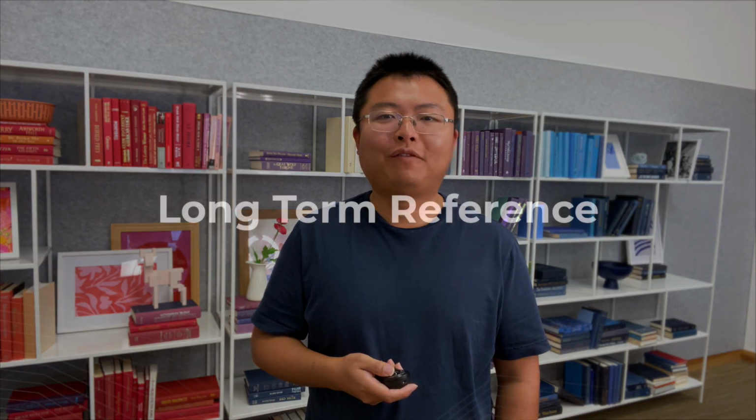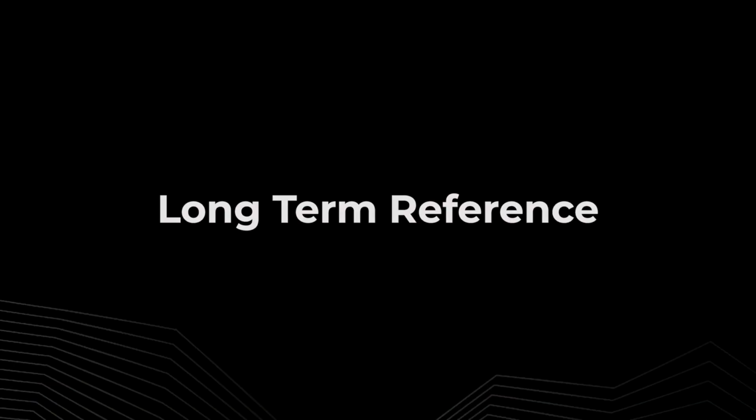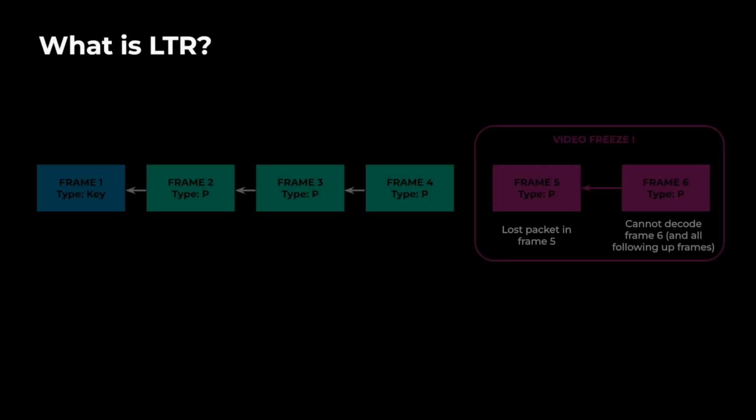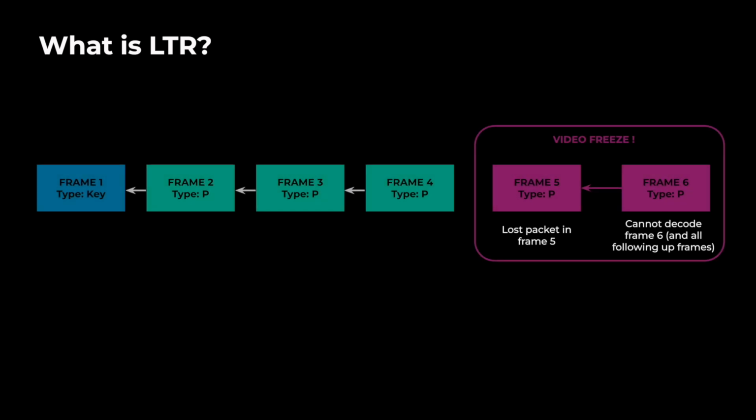Hi, hello. My name is Fan, and I'm going to talk about the long-term reference frame, or LTR. I'm going to first talk about what LTR is. As we know, videos consist of two types of frames. One is the keyframe, which has a large size and is self-decodable. Another type is the P-frame, which has a much smaller size, but usually requires a reference frame in order to be decoded. As a result, we can see the chain dependency of the video frames.